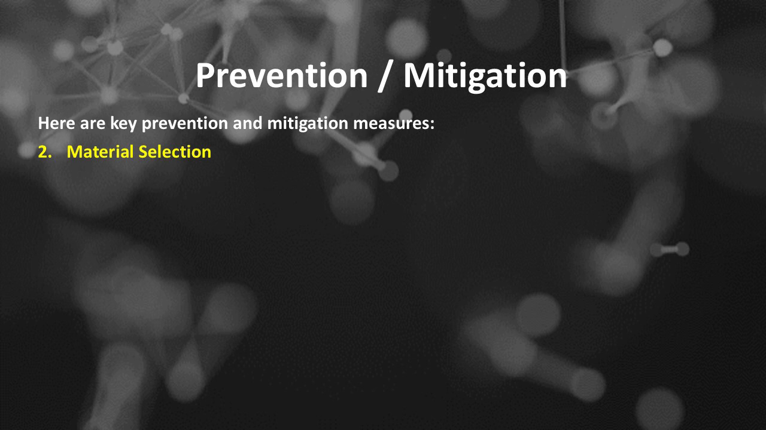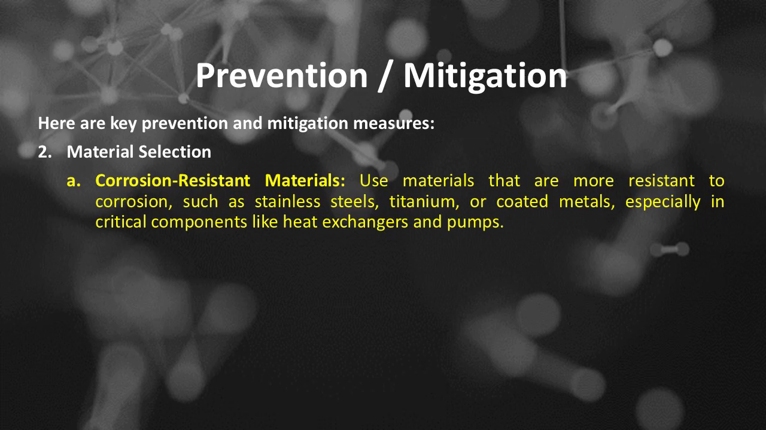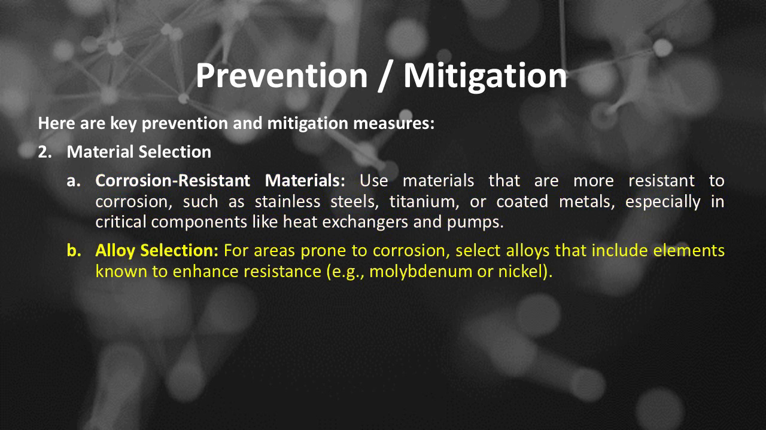Number 2 of the key prevention and mitigation measures is material selection. Number A, of the material selection is corrosion-resistant materials. Use materials that are more resistant to corrosion, such as stainless steels, titanium, or coated metals, especially in critical components like heat exchangers and pumps. Number B, of the material selection is alloy selection. For areas prone to corrosion, select alloys that include elements known to enhance resistance, e.g., molybdenum or nickel.